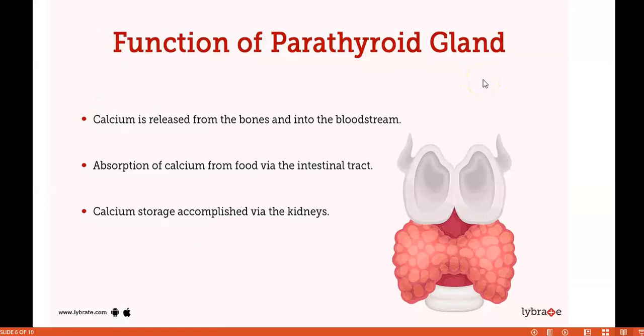Functions of the parathyroid gland. Calcium is released from the bones into the bloodstream. Absorption of calcium from the food via the intestinal tract. Calcium storage accomplished via the kidney. So these are the main three functions of the parathyroid gland.